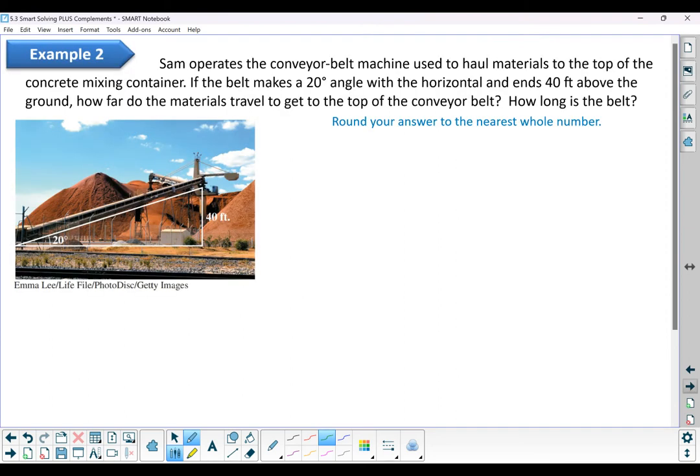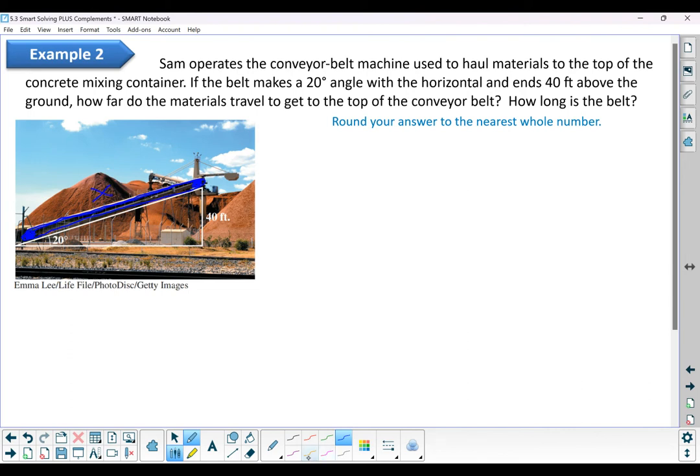Okay, this next example. Sam operates a conveyor belt machine that's used to haul materials to the top of a concrete mixing container. If the belt makes a 20-degree angle with horizontal and ends 40 feet above the ground, how far do the materials travel to get to the top of the conveyor belt, and how long is the conveyor belt? If you're familiar with conveyor belts, or maybe you're not familiar with them, they look like this. They wrap around and they have gears on the sides that rotate the belt and carry the material up to the top. So our goal is to figure out how far the material travels.